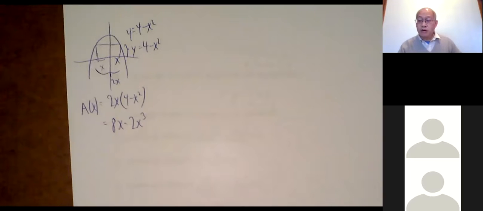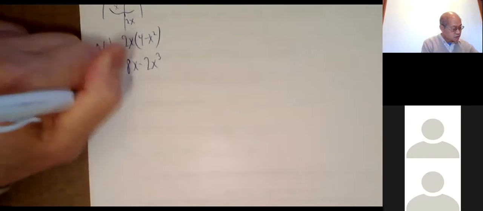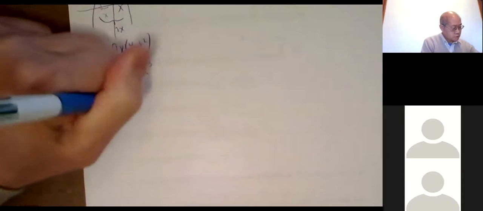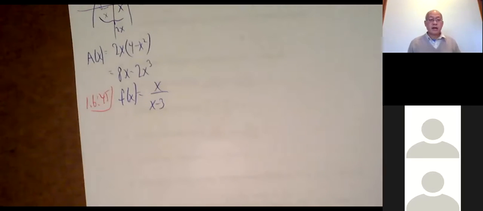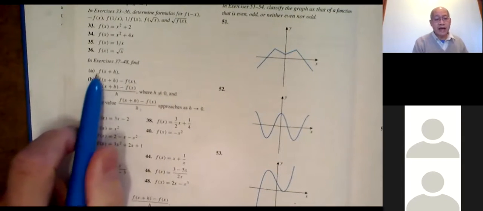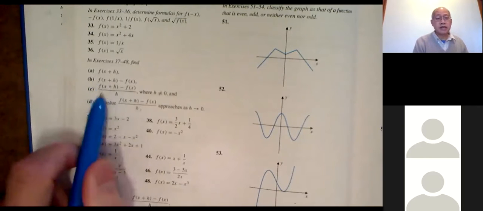Let's see, we have 1.645, f of x. Whoops, not what I wanted to do. Okay, and again, I think I'm going to go straight to C. If I do C, I'm doing A and B, right? A is included in C, B is included in C. So I'll go straight to C, and then I'll do D.